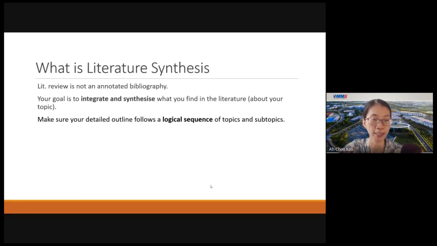So literature synthesis, like what I said just now, is more than that. It is a higher level of it. So it involves, of course, the basics like an annotated bibliography. Okay, so a literature review is not just an annotated bibliography. When you write your Chapter 2 literature review section, your goal is to integrate and synthesize what you find in the literature. Make sure you have your detailed outline. You must have your outline. How you want to position the main point, sub-point, main theme, sub-theme, in a logical sequence.